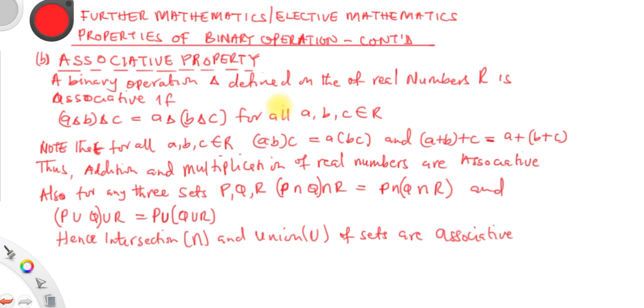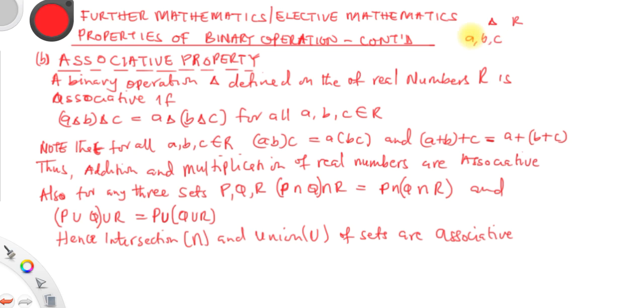The difference is that with the commutative property, you only take two elements of the set on which the operation is defined. But with the associative property, we take three elements. Here the operation is triangle, and triangle is defined on the set of real numbers. We are taking three elements from the set of real numbers, which are A, B, and C.